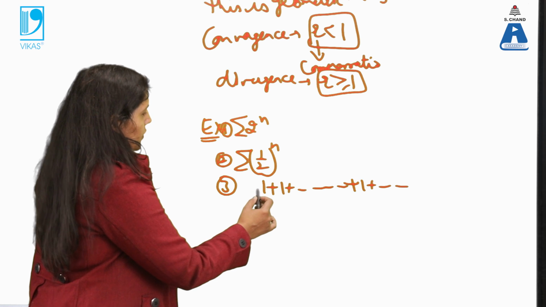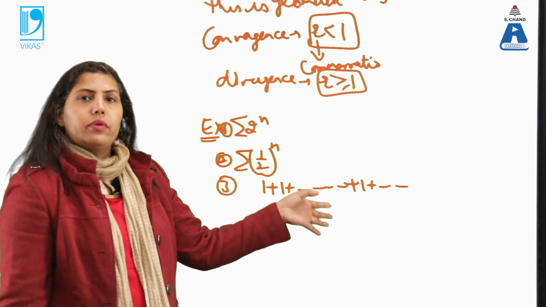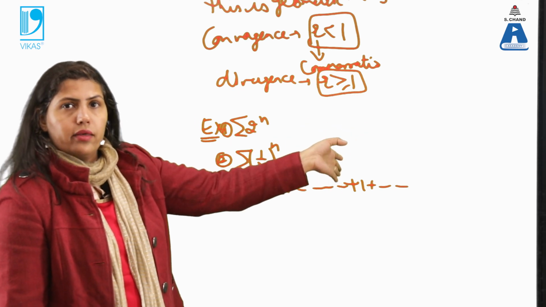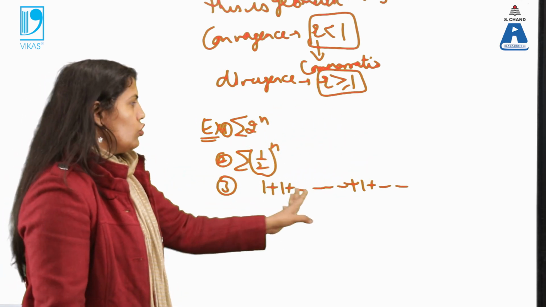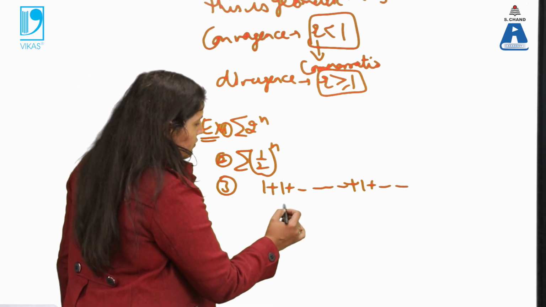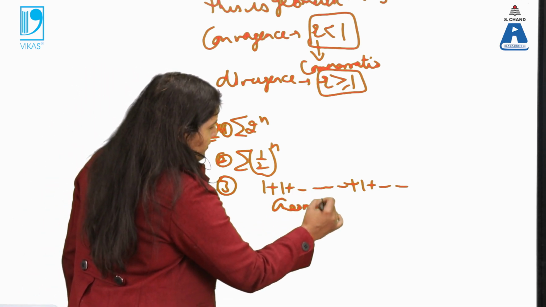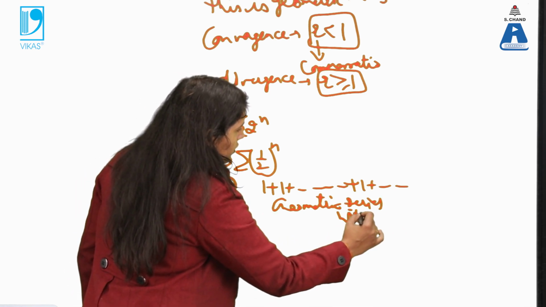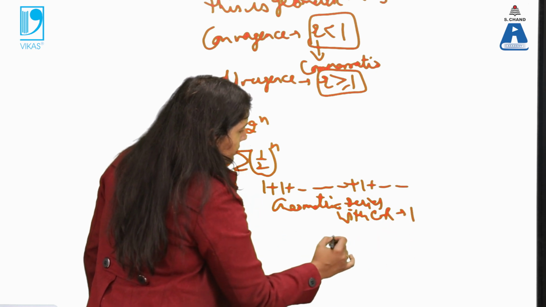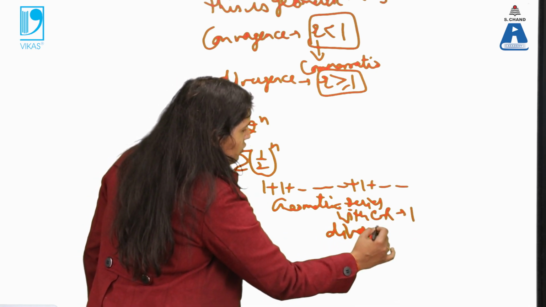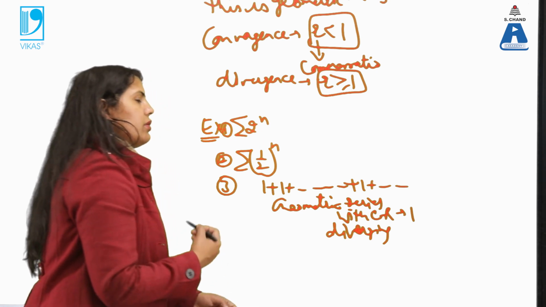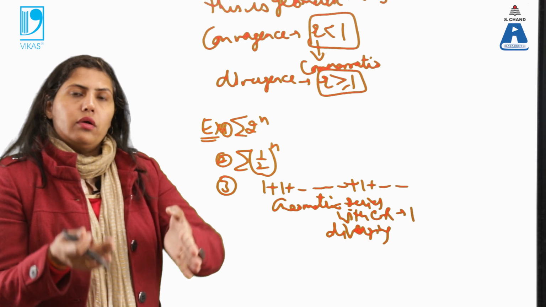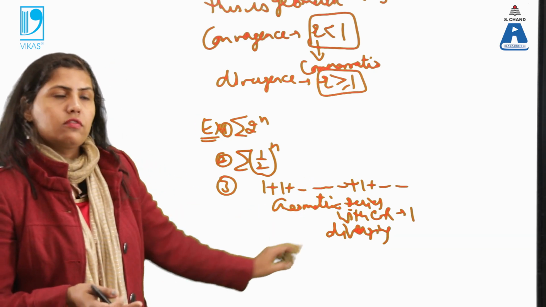Now you see that 1 plus 1 plus 1, and you keep adding 1 plus 1 plus 1. There is no end and you cannot sum it; you cannot say how many ones you have in this series. It is a geometric series with common ratio 1. So this will be diverging, because it keeps going and you cannot come to a particular point where you can define the sum. So it is diverging.